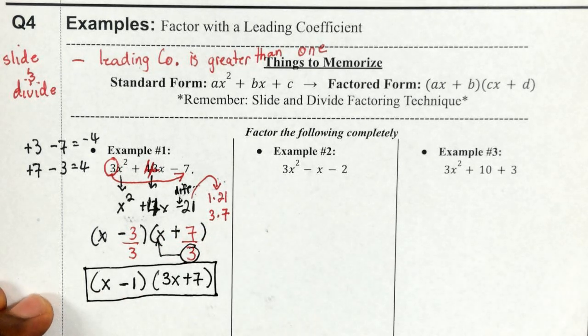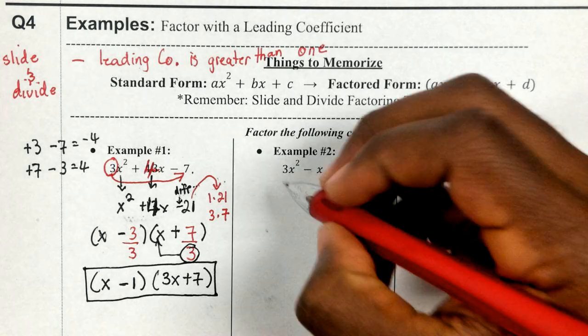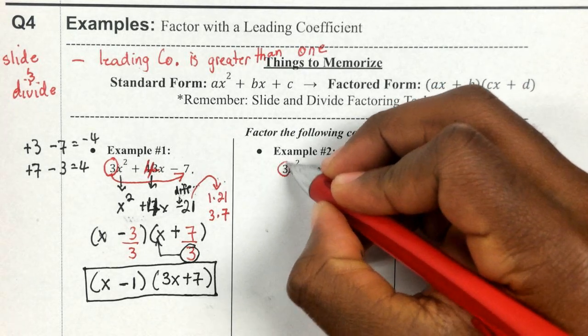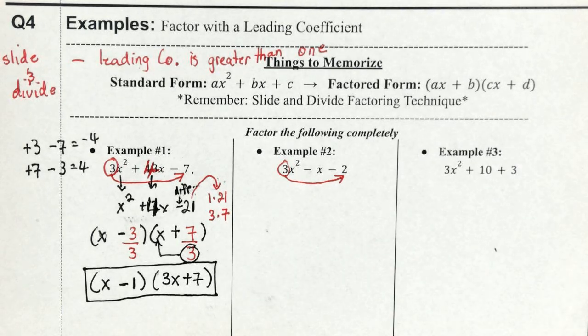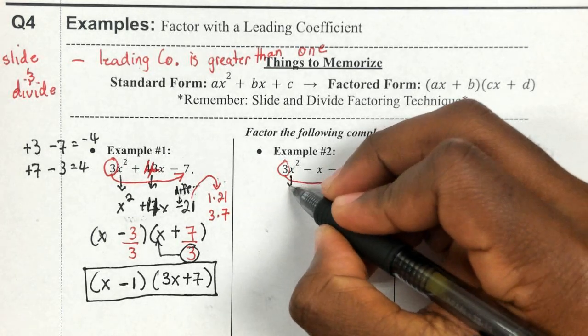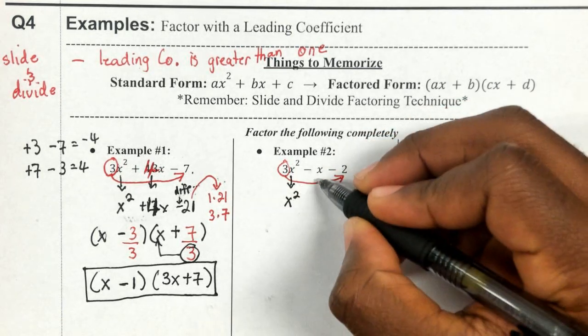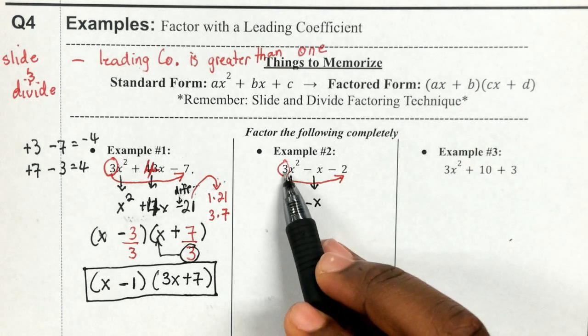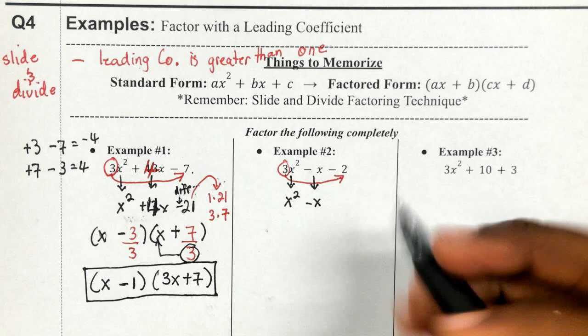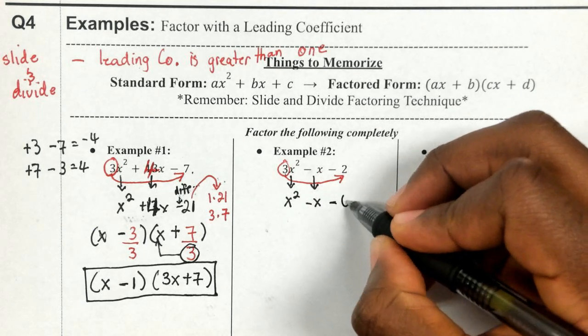Let's do another one. Again, we're going to use the method called slide and divide, which means I take my leading coefficient and slide it to the end. The x squared that's right here, I'm going to bring it down. The negative x that's right here, I'm going to bring it down. And I'm going to multiply the 3 and the negative 2, and I'll get negative 6.